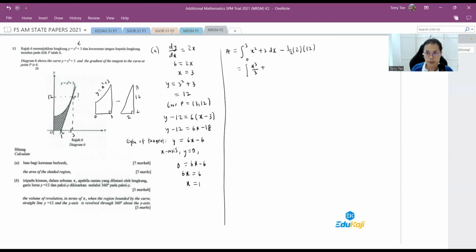When I integrate 3, I get 3x. Lower limit 0, upper limit 3. This is just 12. Now next, I'm going to sub in 3 inside. 3 cubed is 27. 27 divided by 3 is going to give us 9.